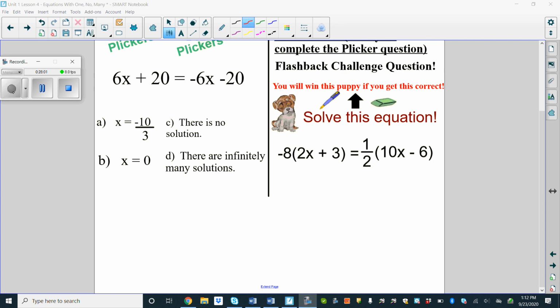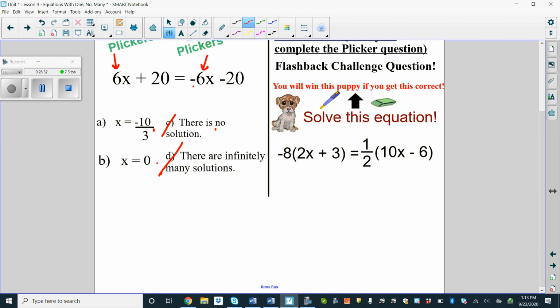So we know if we just want to look at the equation, here we have a 6x and here we have a negative 6x. They are different x values. So we know in order that if an equation has different x values, it's going to have one solution. So therefore, C, we could cross out because we know that there is no solution is not correct. And there are infinitely many solutions. Choice D, we could cross it as well because we know there is one solution. So now we're going to see if it's negative 10 over 3 or 0.